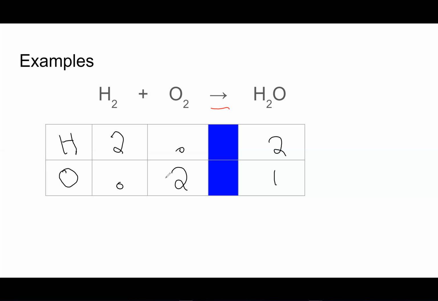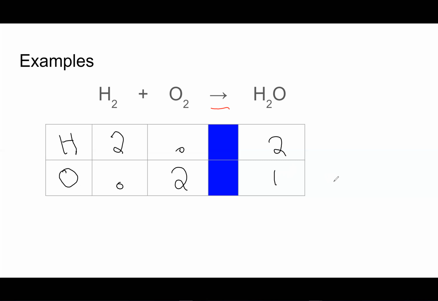The oxygen row, I have two oxygens on the left. I would add all this stuff here. 0 plus 2 is 2. On the right, however, I only have one oxygen, so that's not good. So I am going to multiply the 1 times 2 to get 2, right? So now I have two oxygens on the right and two oxygens on the left, but the rule says if I multiply one thing, I have to multiply everything in the column by the same number.